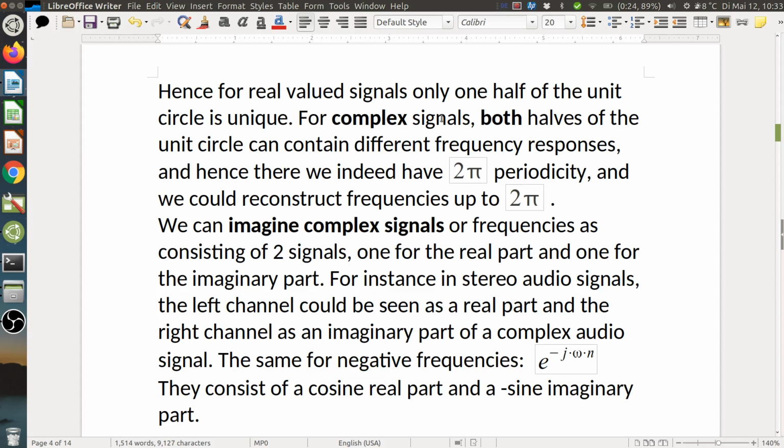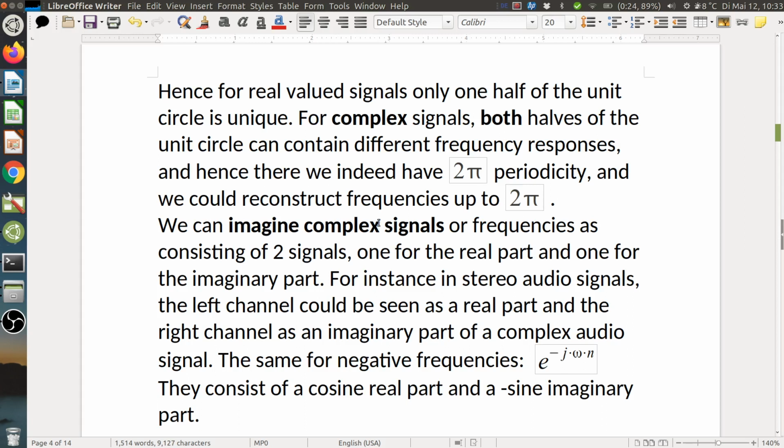For complex signals, it's a different story. In that case, both halves of the unit circle can contain different frequency responses, and hence there we indeed have a 2 pi periodicity, and we could reconstruct frequencies up to 2 pi. So here the entire frequency range from minus pi to pi, including the negative frequencies, or from 0 to 2 pi because of our 2 pi periodicity, is needed for complex signals.